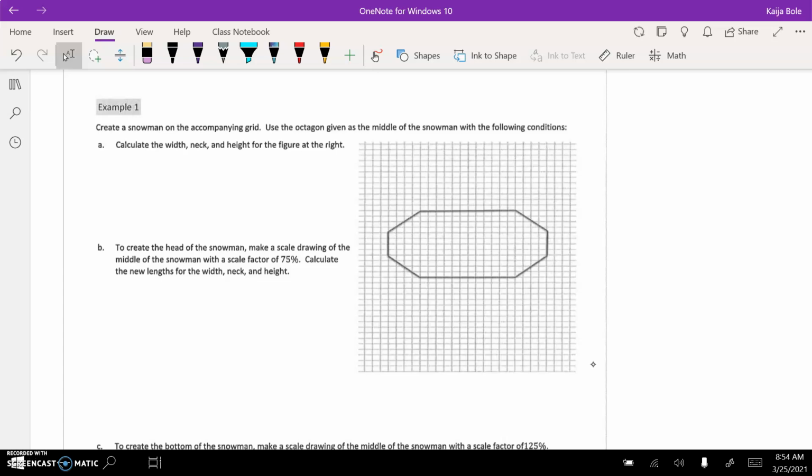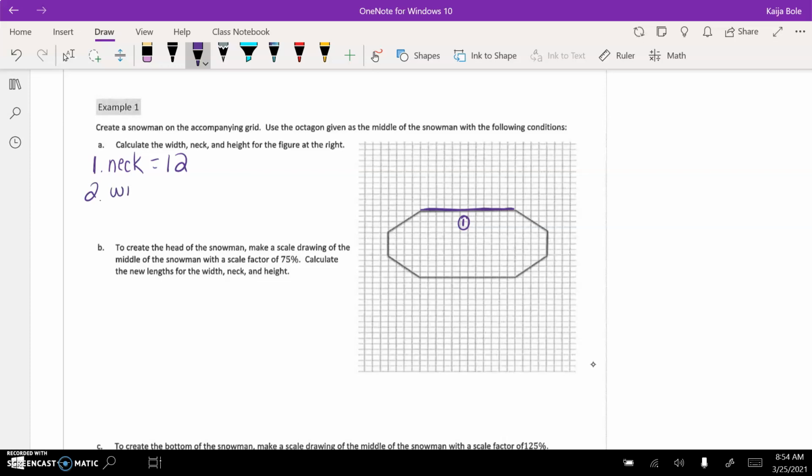On the second page here, it says, create a snowman on the accompanying grid. Use the octagon given as the middle of the snowman with the following conditions. So calculate the width, neck, and height for the figure on the right. So the neck part, right, that would be this portion here. I'm going to label that number 1. So the neck, when you count how long that is, it's 12 units long.